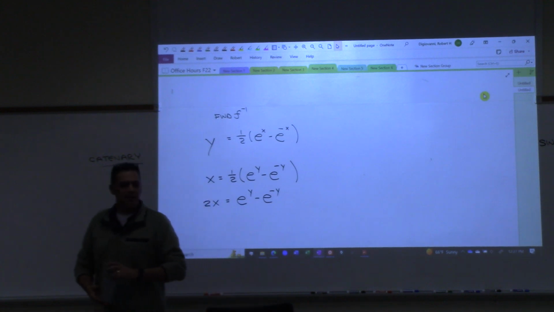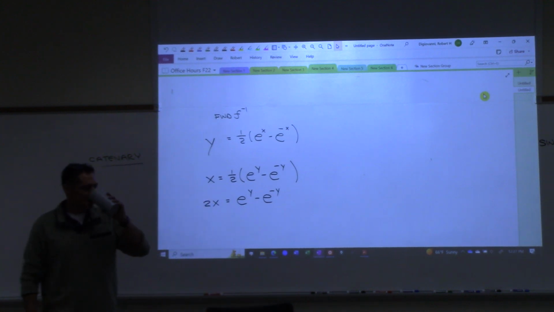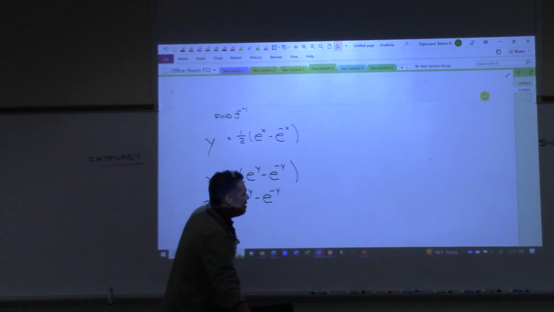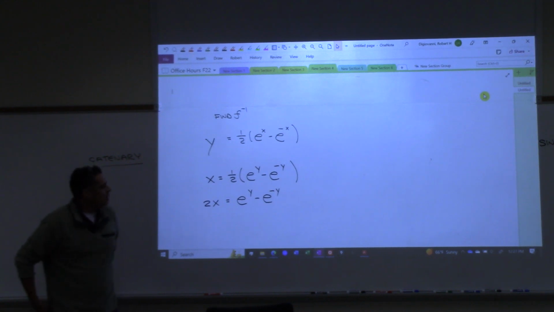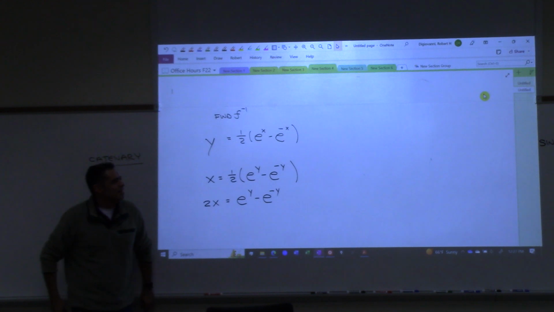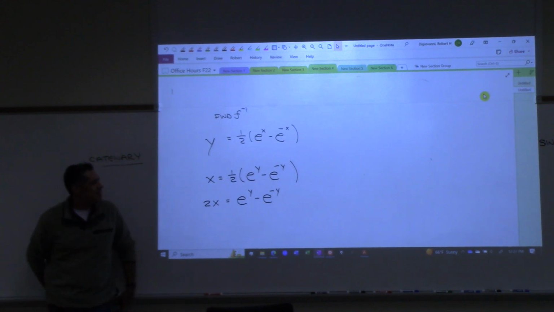Any progress? Anyone want to kind of throw an idea out there to me? Do you take the derivative, find the inverse, and then take the antiderivative? I don't think that'll work. If you take the derivative with respect to what? X? And then integrate? Like, yeah, I guess so.